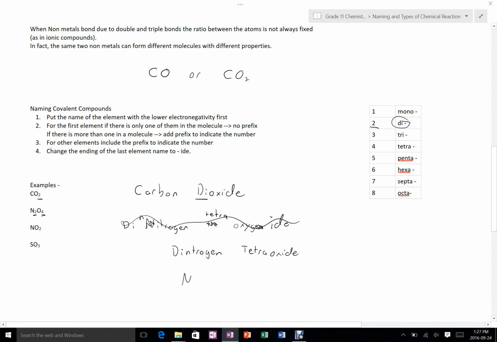NO2, so that would be nitrogen. Since it's a 1 on the first atom, we do not include the prefix mono, we just leave it alone. Oxide, 2 of them, so dioxide. And finally, SO3, so that's going to be sulfur. 3 oxygens, so trioxide. So that's the naming system here.